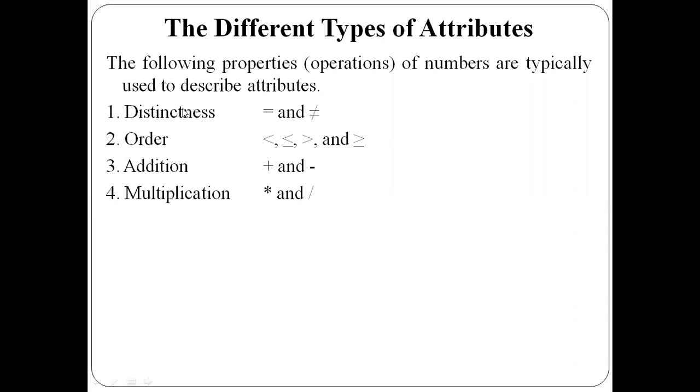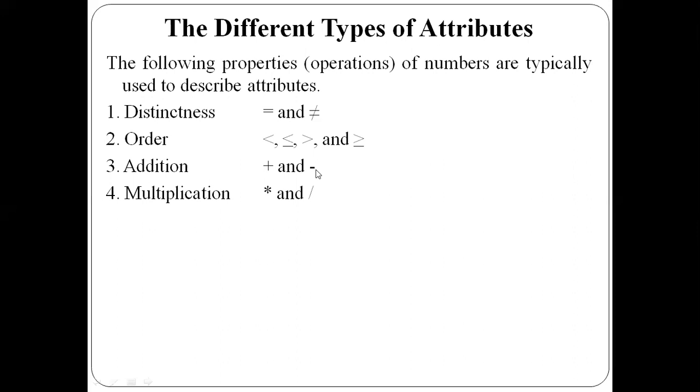Properties are, mainly we have got 4 properties of the numbers here. One is distinctness, and then order, addition, and then multiplication. Distinctness, we can measure with the help of the operators, that is equal and not equal. Order will normally be expressed in terms of less than, less than or equal to, greater than, and greater than or equal to. Addition, operators are plus and minus. Multiplication is star and divide.